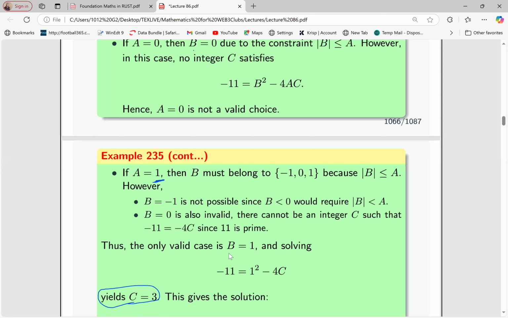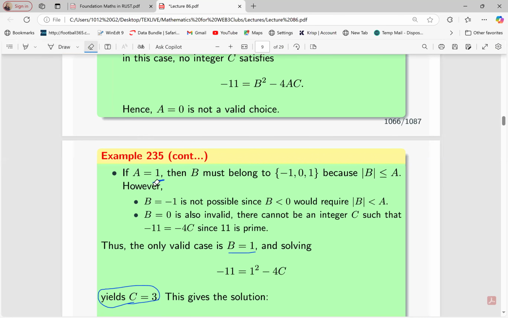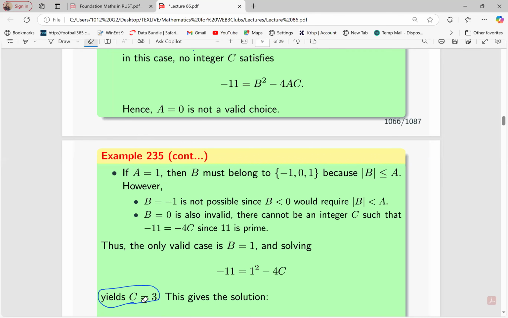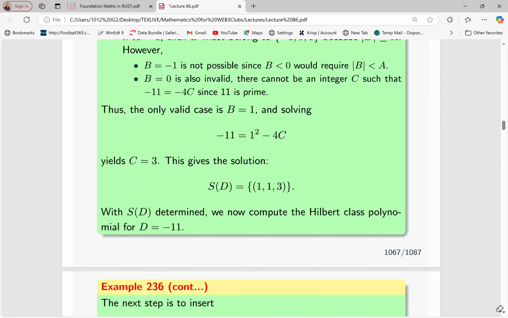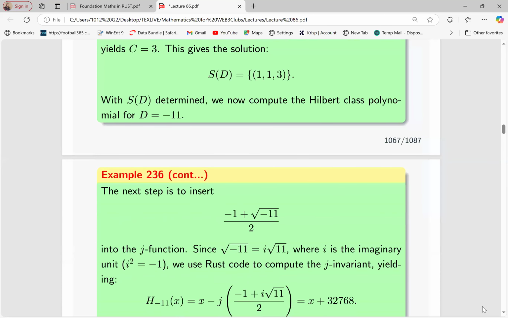When B is 1, C is 3. You've already seen how to do that. Now, once you have your set 1, 1, 3, where A is 1, B is 1, and C is 3, and you have your discriminant as negative 11, you proceed and calculate the polynomial.